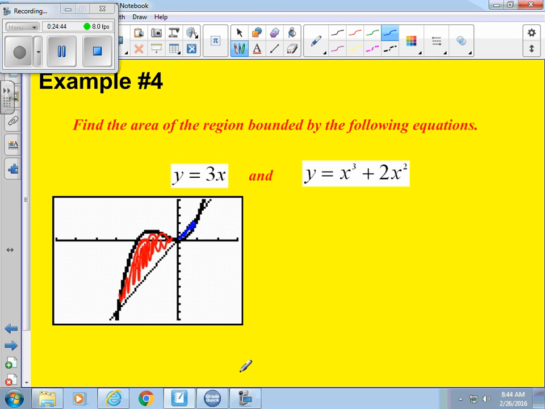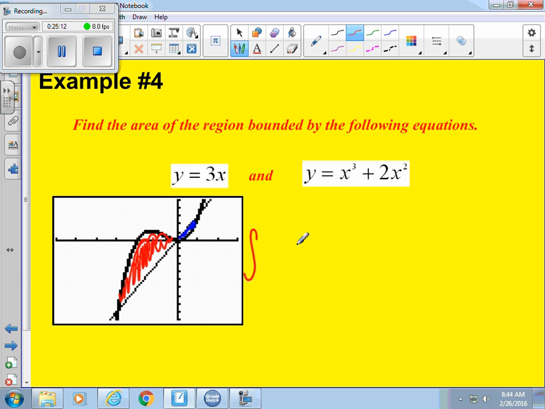If I want the whole area bounded, I want both of those pieces. But this one I have no way around it. I will have to do two integrals. I can't clever my way out of two integrals on this one. On the red piece, what is the top? The cubic. Everyone agree it's the cubic, not the line.